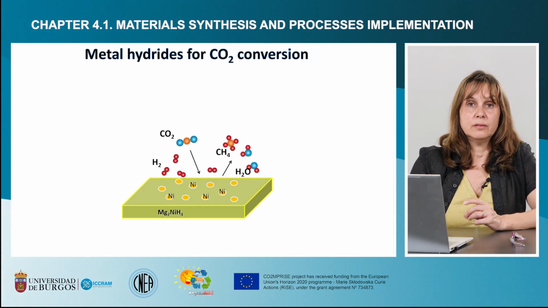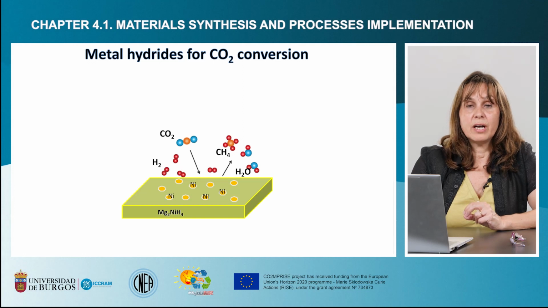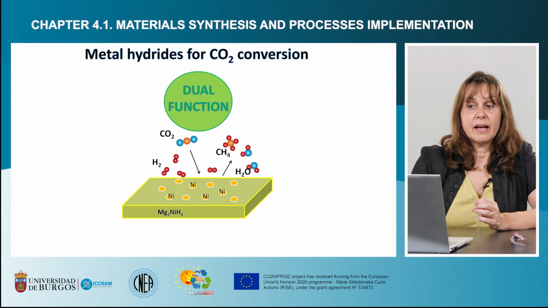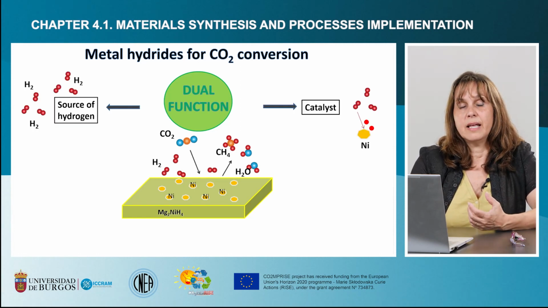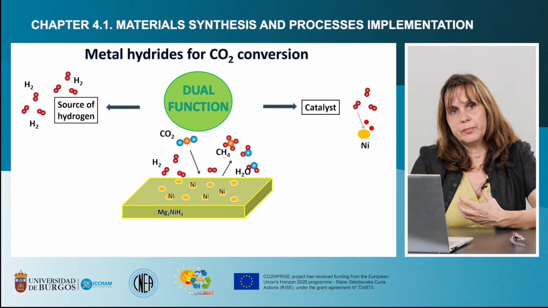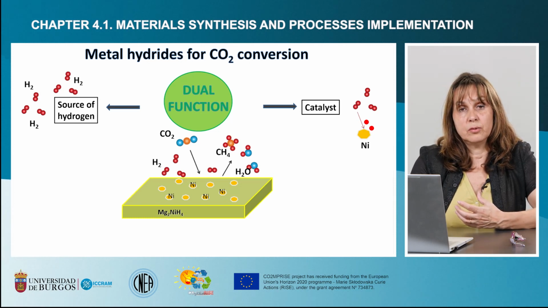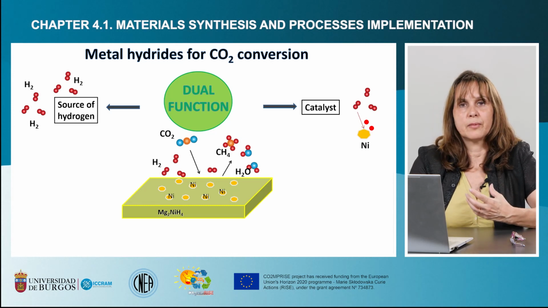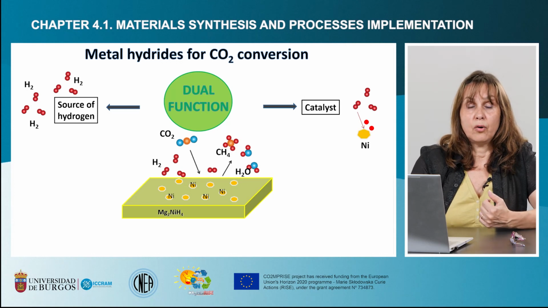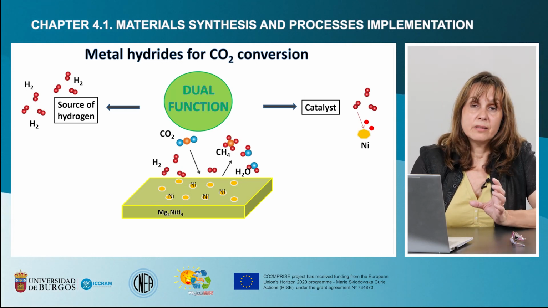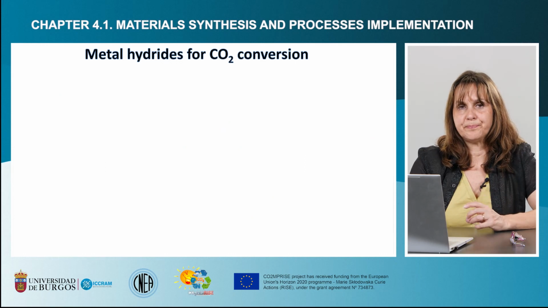Our interest is to use a metal hydride for carbon dioxide conversion. Why? Because this metal hydride has two functions. It's a dual material. One of these functions is the source of hydrogen, and the other is a catalyst. Also, it is able to provide the catalyst to allow the transformation of carbon dioxide into a desired product, like methane or other fuels, like the mix of methane with hydrogen.